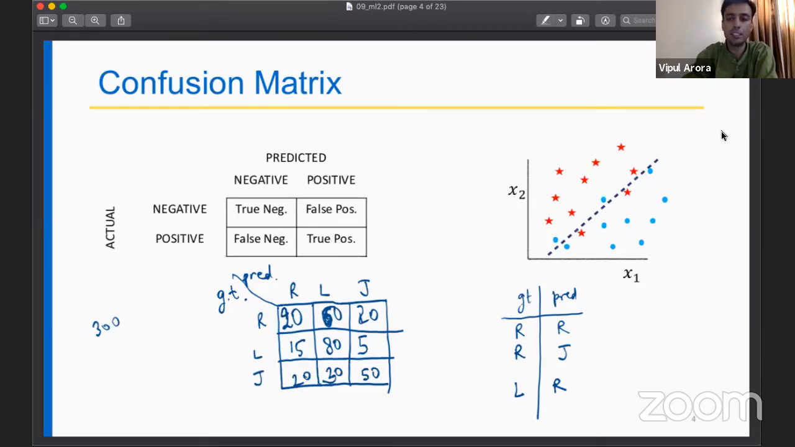Let's say out of these, how many? 1, 2, 3, 4, 5, 6, 7, 8, 9, 10. Out of these 20 samples, 10 roses and 10 lotuses, I'm detecting roses. So my positive class is the rose class. Let's say my actual is rose and my predicted also is rose. So how many such samples are there? I will keep this more interactive because this will be a good exercise for you.